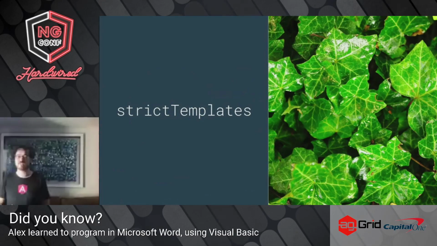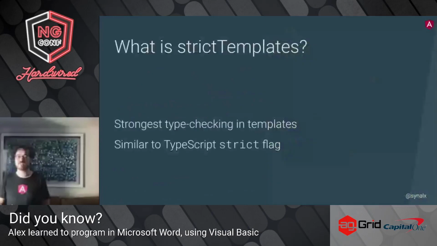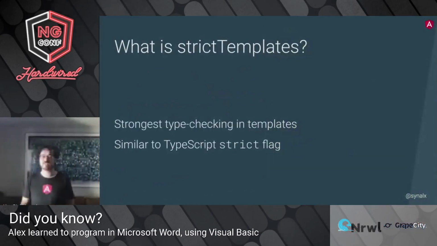So you probably already know that the Angular compiler performs type checking of your application templates. And maybe you're already using the fullTemplateTypeCheck flag, which enables the strictest possible checking that we had in Angular version 8 and below. So strictTemplates turns on an even stricter mode of checking with Ivy. And you can think of it as being similar to TypeScript's own strict flag.